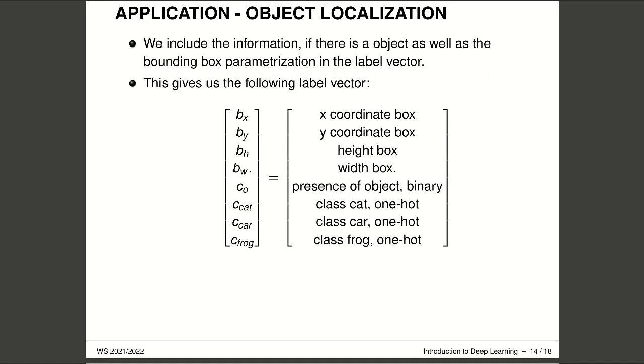And in order to solve the problem of localization, we need additional information, such as where the bounding box is. As we mentioned earlier, for solving a bounding box, we need the x and y coordinates of the box, and also the height and width of the box. Here we have 4 additional parameters. And more importantly, we would like to know what is inside the box. Therefore, we need to have the three classes of cat, car, and frog, and we have one-hot for each class here, and 0 or 1 for presence of an object, which is binary.